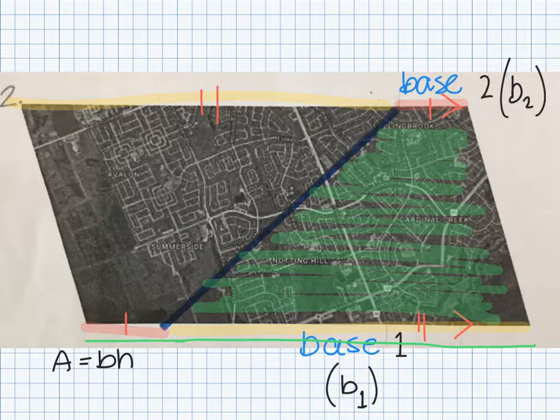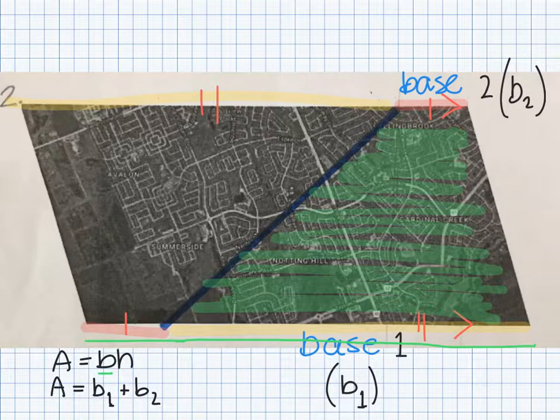Yellow and red. How do I show yellow and red? Like, how do I explain yellow and red? I had other labels for them. I didn't just label them with colors. What else did I label them with? Base 1 and base 2. So here's where it gets exciting. Area equals base 1 and base 2.